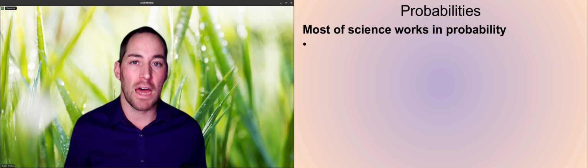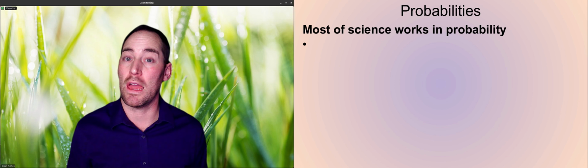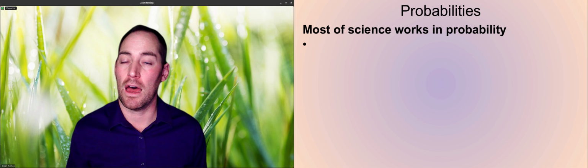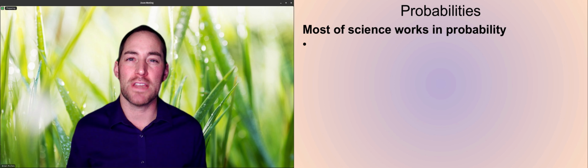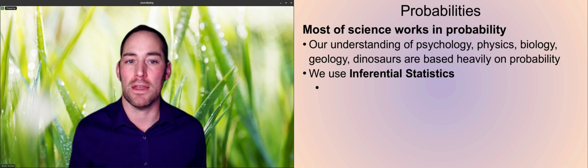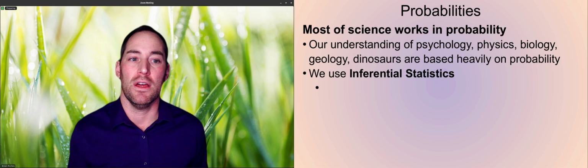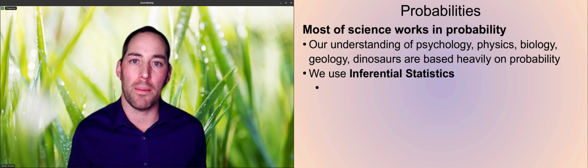Most sciences work a lot in probability, and we'll get to p-values, probability values essentially, and the chance of things. Different sciences have different standards of how much surety or how much probability is acceptable. But let's talk about that. Our understanding of psychology, physics, biology, geology, dinosaurs even, is based really heavily on probability.